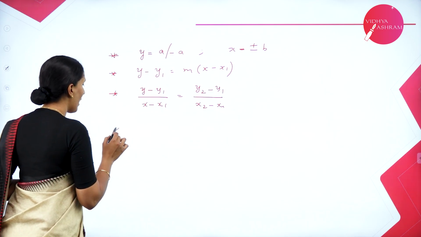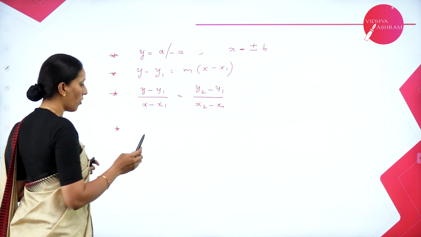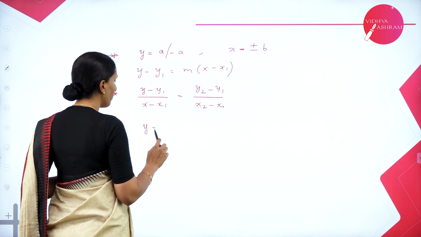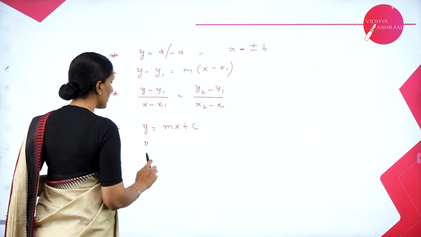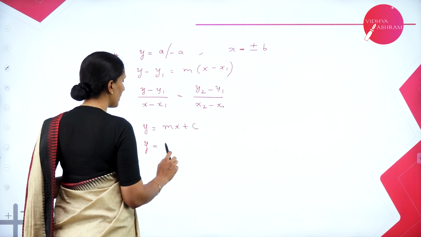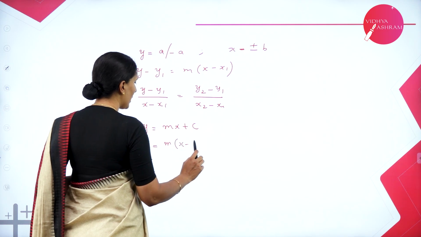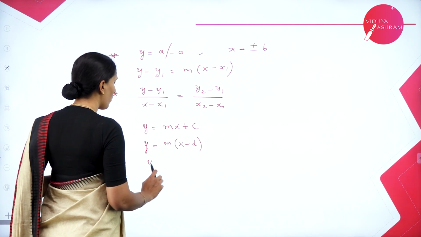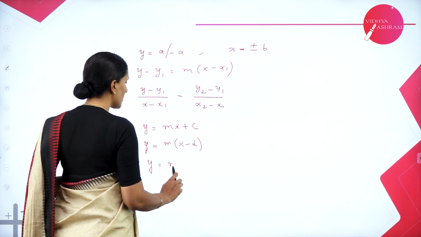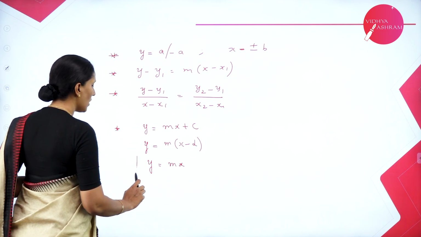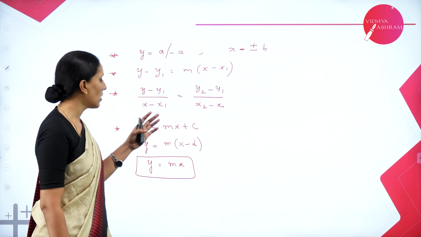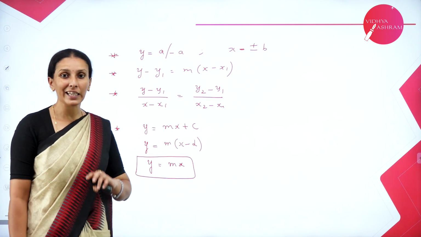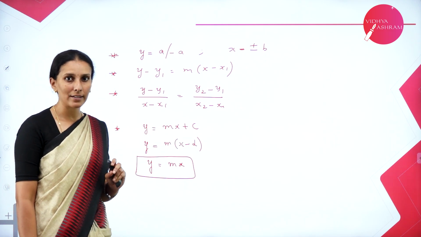The next one is we have learnt the slope-intercept form. When the y-intercept is given, it is y = mx + c. When the x-intercept is given, it is y = m(x - d). And when the intercept is 0, it is y = mx. So this is the only line which passes through the origin, and the rest of the lines will have an intersection with either the x-axis or the y-axis or both.